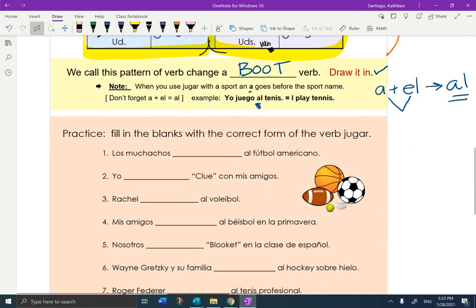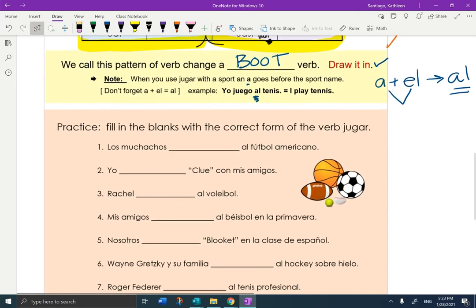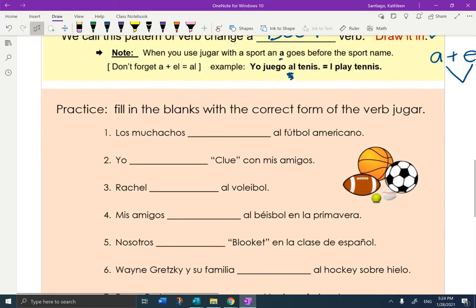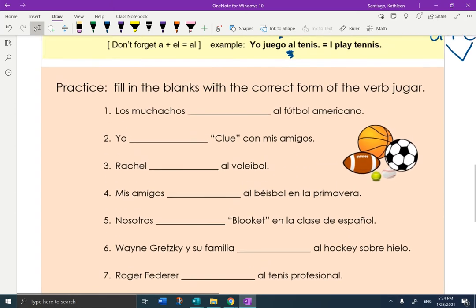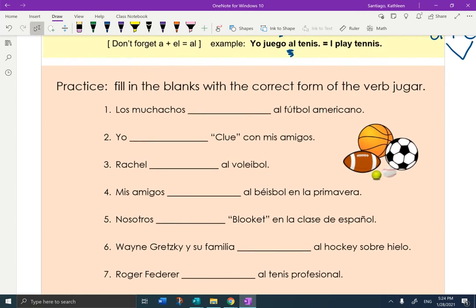So practice. Fill in the blanks with the correct form of jugar. Well, I'm going to help you through. There are 8 of them here. So I'm going to do 3 of them with you. Okay, so let's start with number 1. When we conjugate, read the whole sentence and read the blank. Los muchachos blank al fútbol americano. Well, we want the correct form of the verb jugar for all of these.